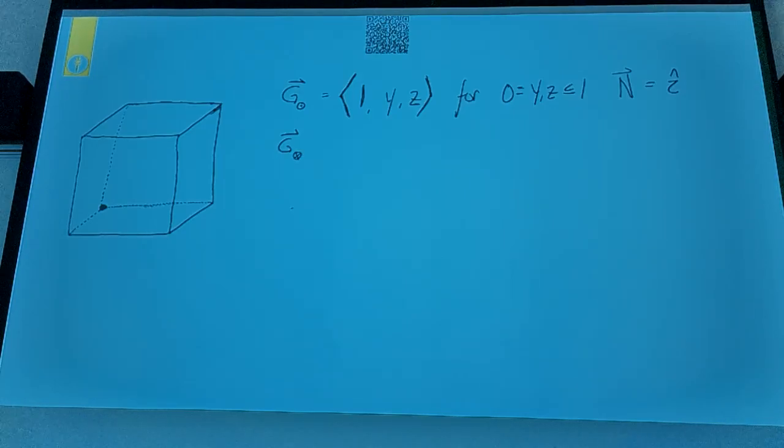Look at the back. What is x in the back? 0. But then y and z would be the same, right? What is the normal vector? Is it still z hat? It will be pointing inwards.